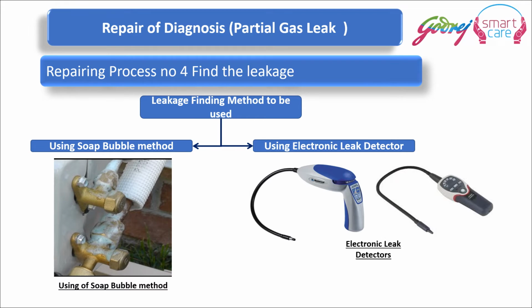Alternatively, for more accuracy, you can also use an electronic leak detector which will show even minute traces or minute leakages of halogens very precisely and very accurately.